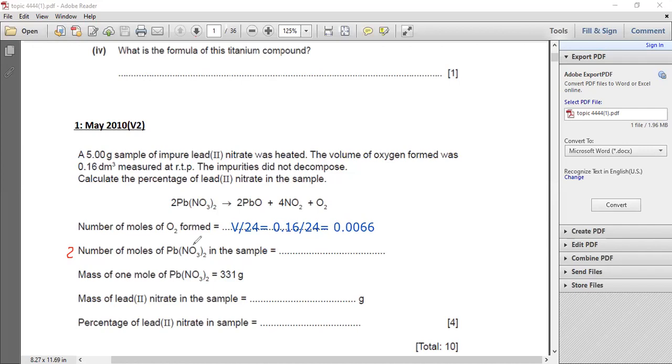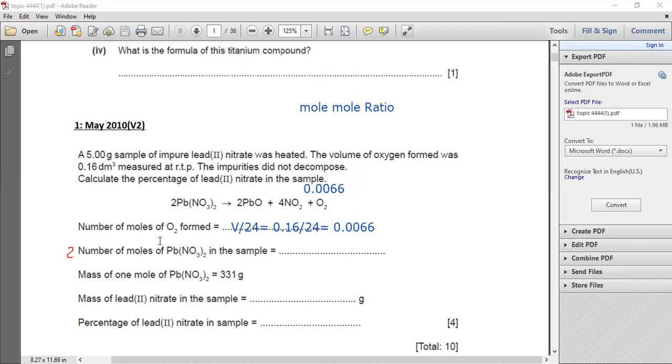Who remembers something called the mole ratio? Yes, use mole ratio. Oxygen now is known for me: 0.0066. This oxygen is known for me. Look, by molar ratio, I can find anyone in the equation.